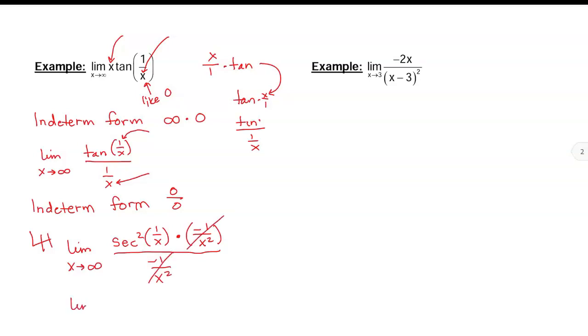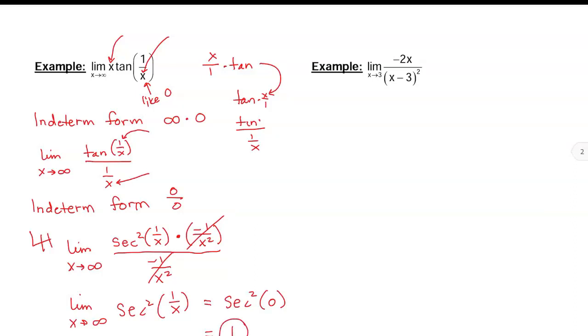So we're actually taking the limit as x goes to infinity of secant squared of 1 over x. Now, of course, we're going to think of x as a very large number. So if x is a very large number, it's like we're taking the secant of 0. And secant is the reciprocal of cosine. So the cosine of 0 is 1. Therefore, the secant of 0 is 1. And then when you square it, you get 1. So the answer to this limit is 1.